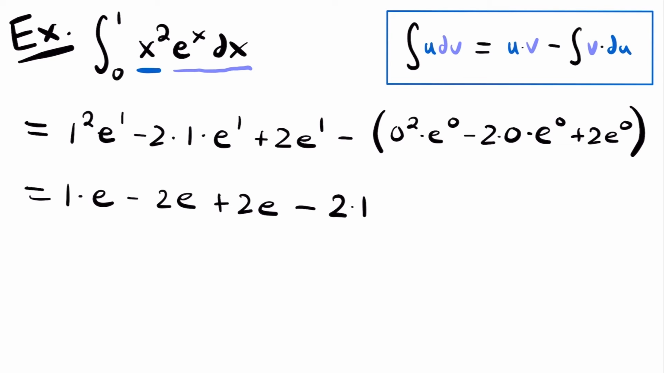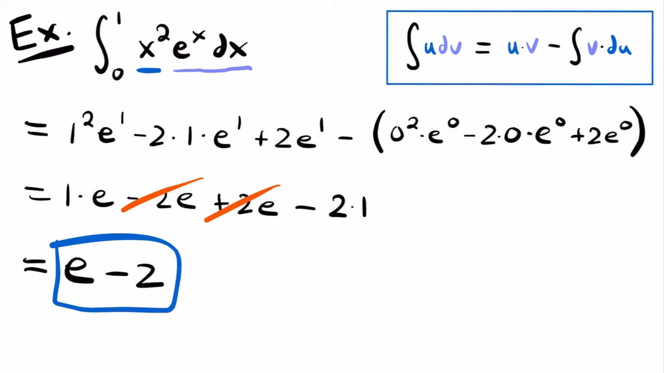Okay, and so if we simplify, notice that we have a positive 2e and a negative 2e. Those are going to cancel out to become 0. And so what we have here is that this is equal to e minus 2, right? 1 times e is e, and 2 times 1 is 2. And so e minus 2 is the solution to this definite integral.